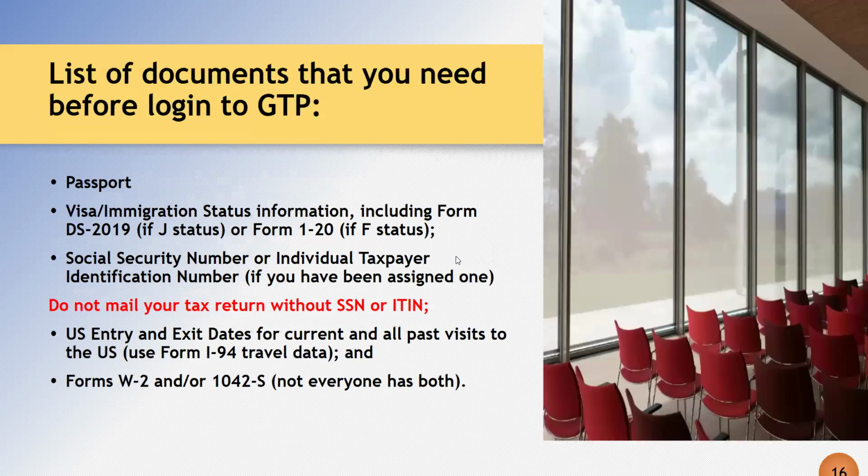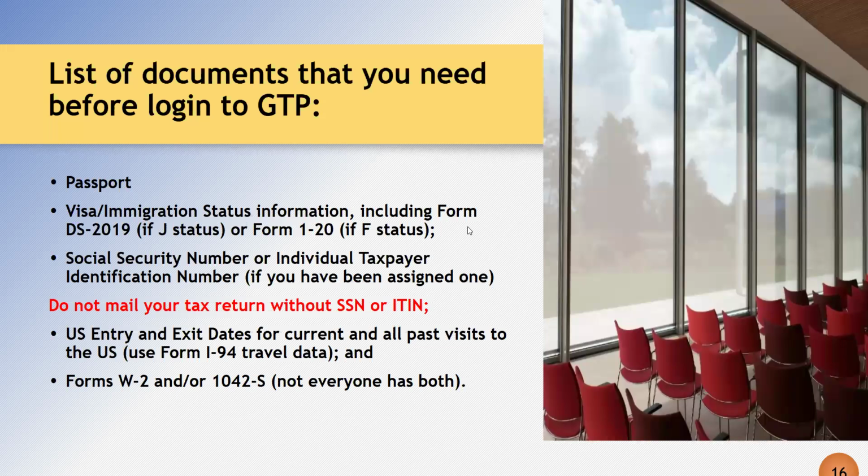So now let's talk about what you need to start preparing your tax return. Similar to before, when you are completing Glacier, you will need your passport, all your visa information, and travel dates. If you forgot your travel dates, you can always download Form I-94 because it has travel data. You will also need Form W-2 and 1042-S. I will talk a little more about these forms, but not everyone has both.